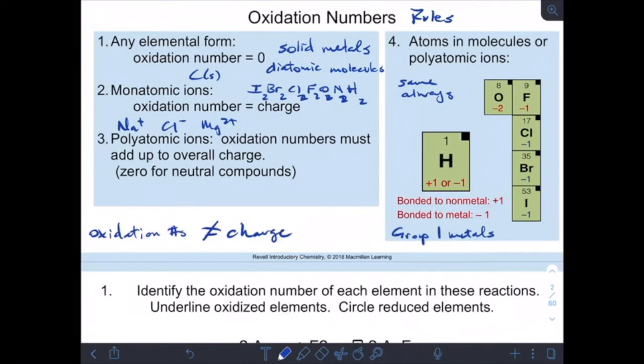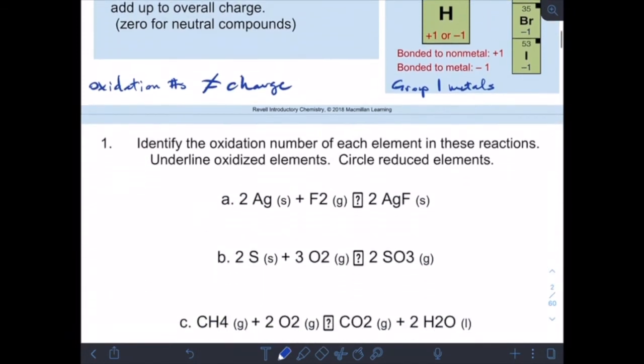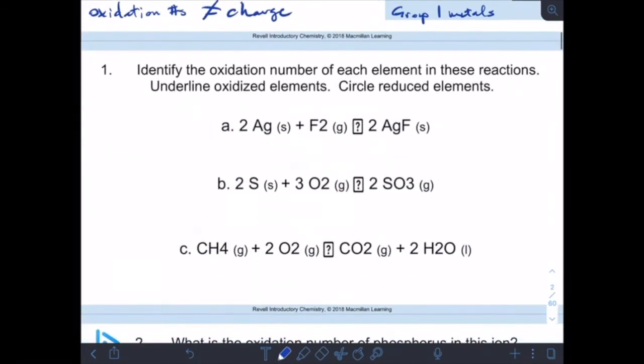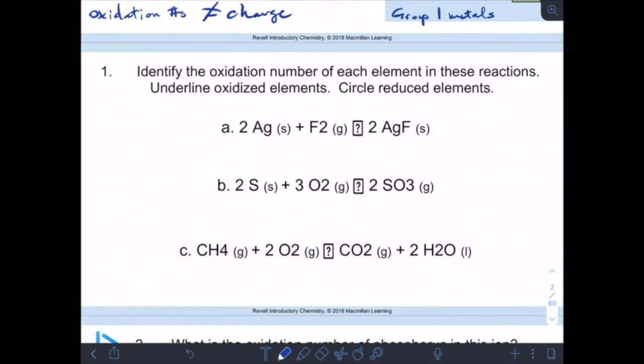These rules are all outlined in your textbook as well, so I hope you have taken a look at those and you're aware of some of the things that I'm saying. All right, let's go through some practice. Let's identify the oxidation numbers of each element in these reactions. We're going to underline oxidized elements and circle reduced elements. In order to figure out what is oxidized and what's reduced, we need to assign oxidation numbers.